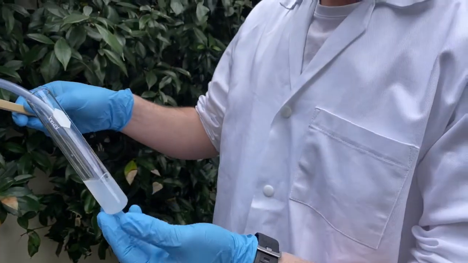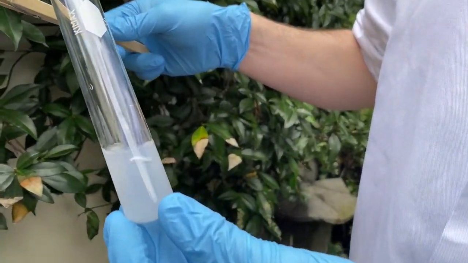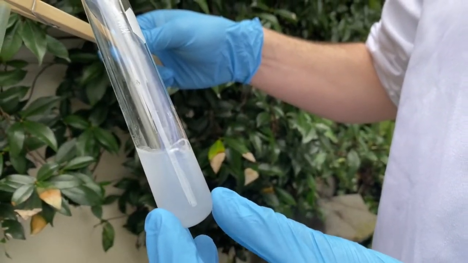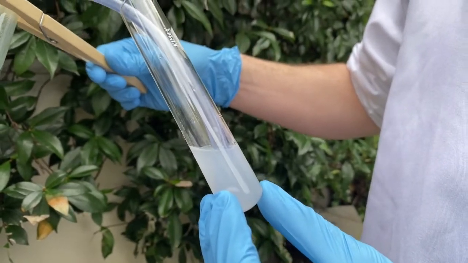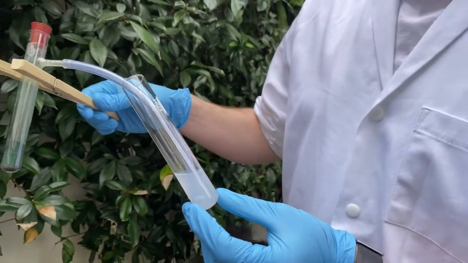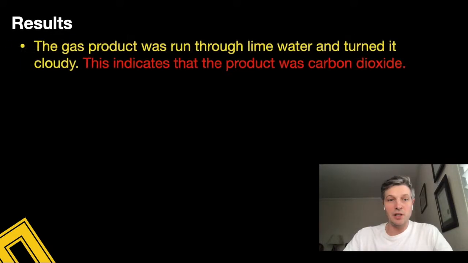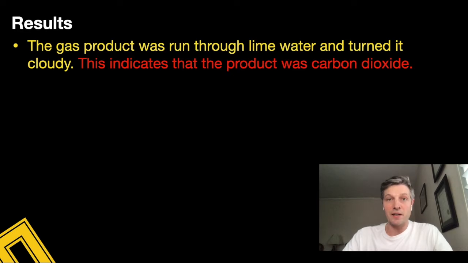Okay, so what we can see clearly here is that the lime water, which was originally clear, has now gone very cloudy, indicating that the gas being produced is carbon dioxide. So the results of that experiment clearly show us that when we ran that gas through lime water, it turned it cloudy, and that indicates the product was carbon dioxide.